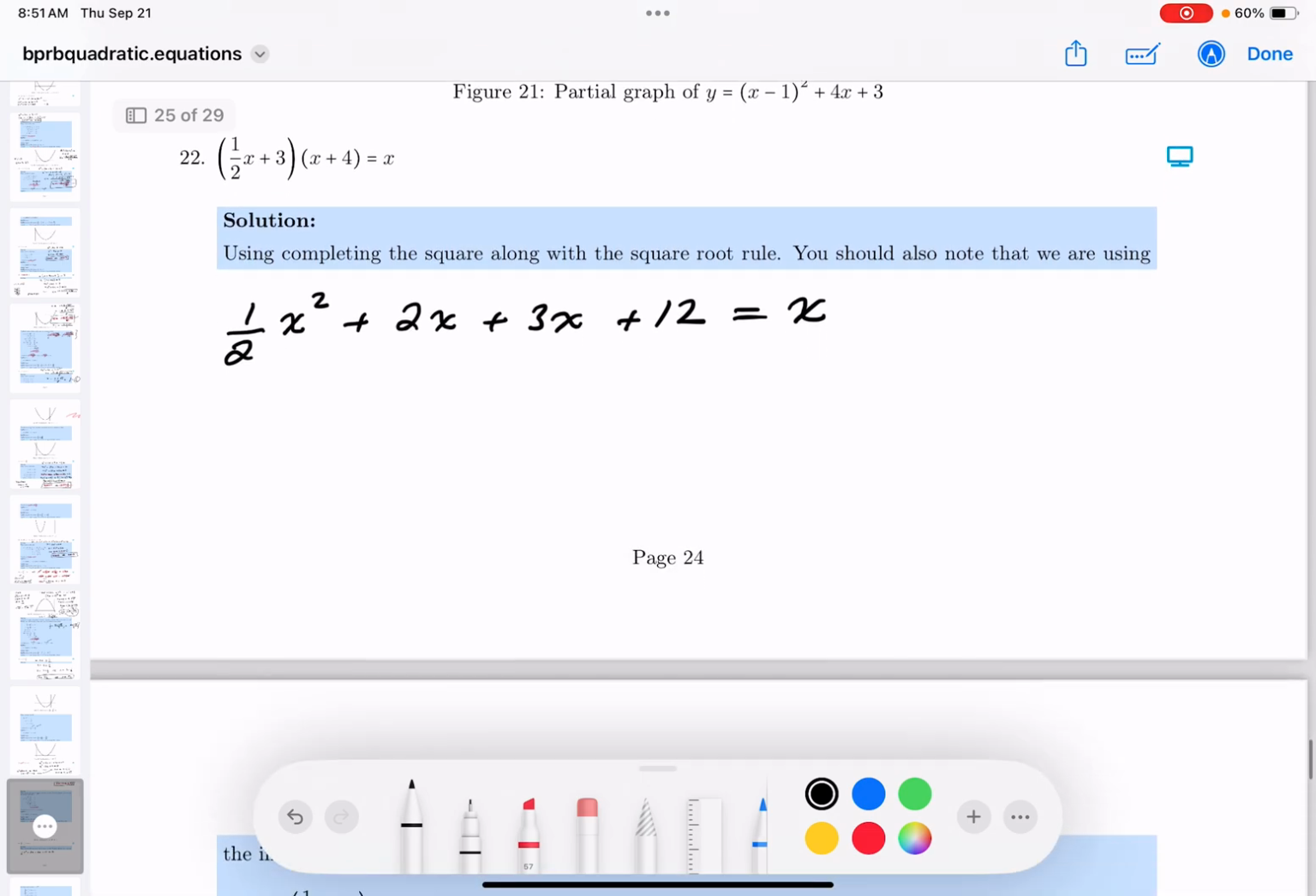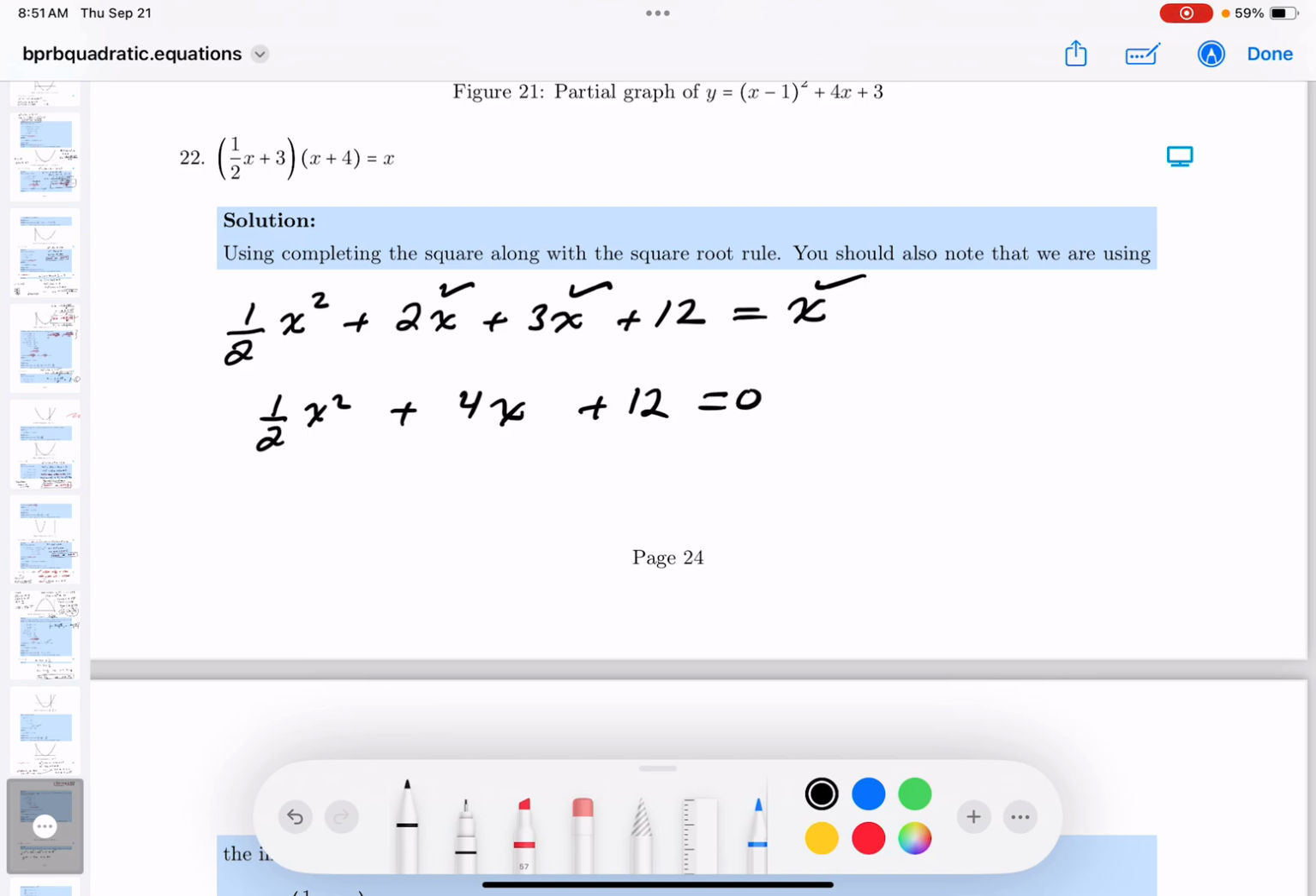All right, let me keep going. What do you get? 1/2 x squared. 2x and 3x is 5x. If you take x away, you get 4x. If it takes you time to do that, take the time to do that. 2 plus 3 is 5. Take 1 from both sides, you get 4. And then you get plus 12.